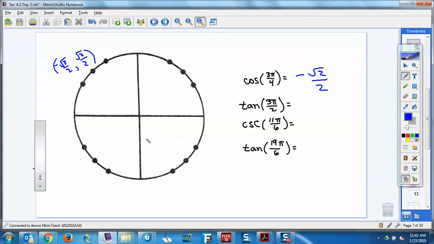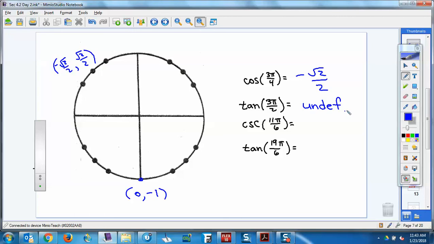3 pi halves. Down here. Oh, that's an easy point to remember, right? That's got to be that. What's tangent? Y over x. Sine over cosine. Negative 1 over 0. What is that? Undefined. Tangent of 3 pi halves is undefined.